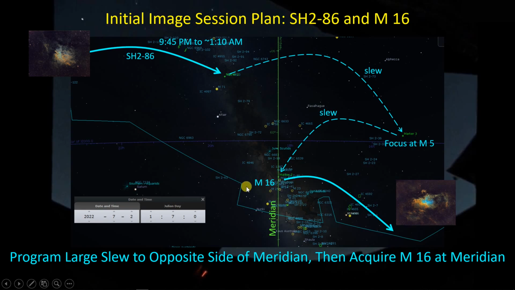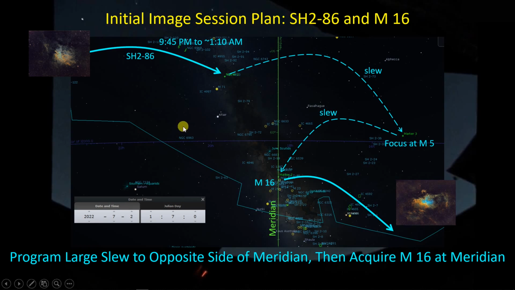And so rather than pick up M16 just to turn around and do a meridian flip, I instead pick up this particular target, in this case SH286, when it's dark, and I can follow it until M16 gets to the meridian. So I get about 3 hours on SH286 and about 3 hours on M16, and that has been my imaging process over the first 2 nights.